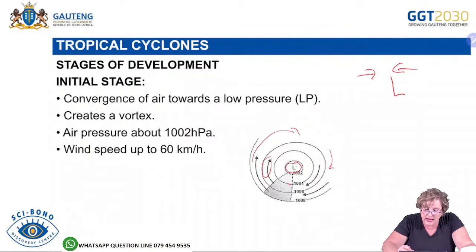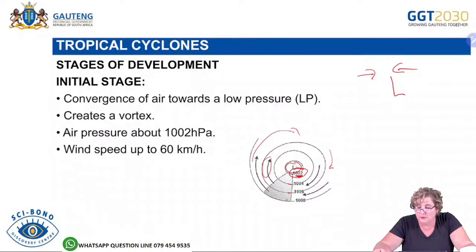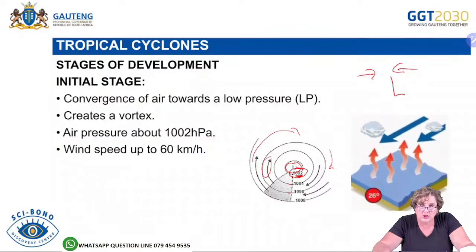You can see here isobars. Remember, the closer the isobars, the stronger the wind. But I know it's the initial stage because my atmospheric pressure is still 1002 hectopascal. And there's just a three-dimensional diagram to show you. I've got water of 26, actually 26.5 degrees. Air starts to rise, and here convergence. You can see clouds start to form.